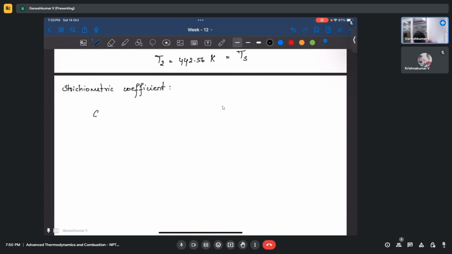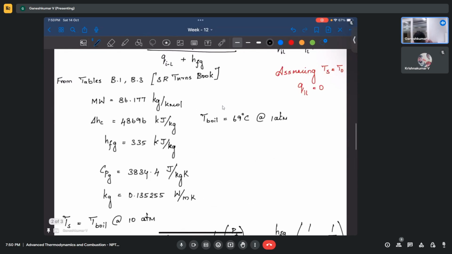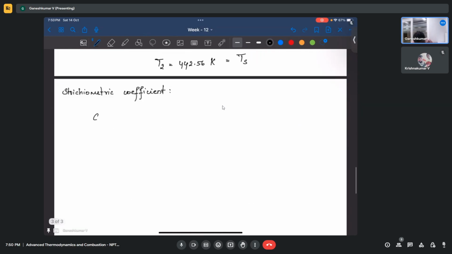So we know it's N-hexane. N-hexane is nothing but C6H14. C6H14 reacts with some A amounts of O2 plus 3.76 N2. It is going to react with air, and it is going to give us 6CO2 plus some things we don't really need.